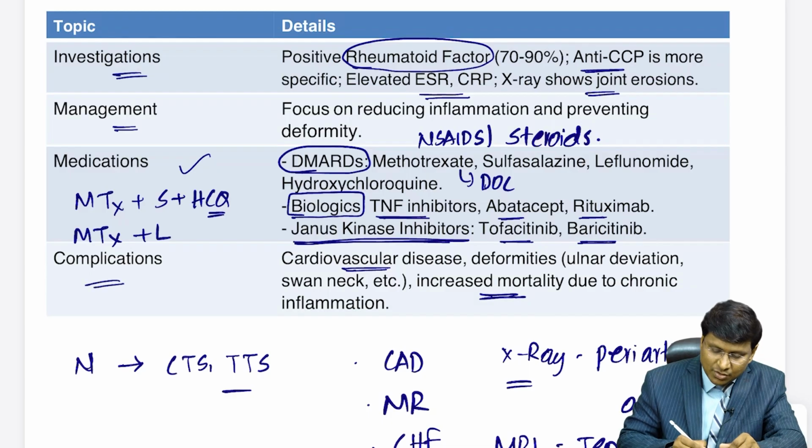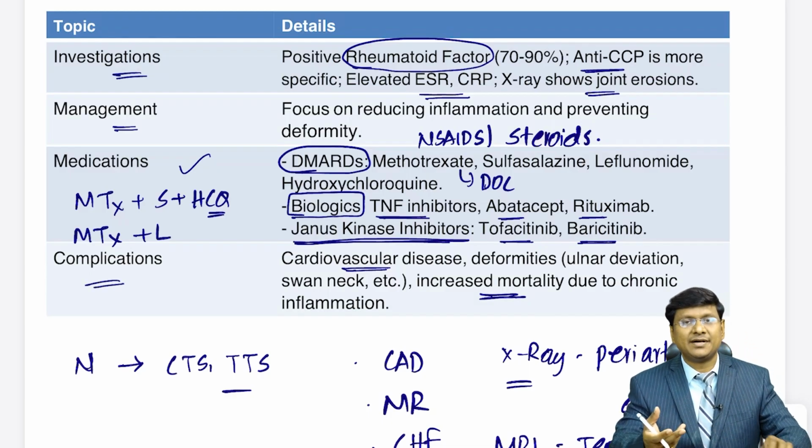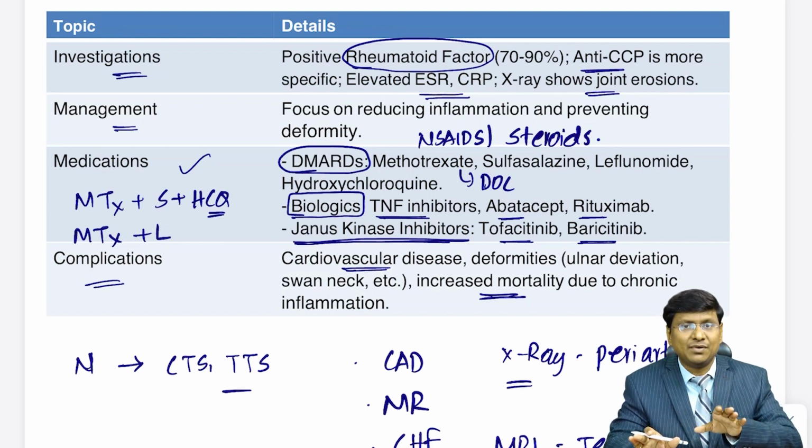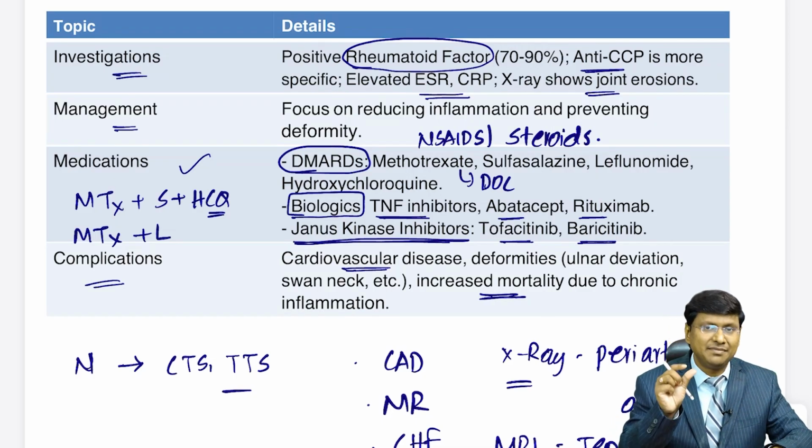And complications, as I have already discussed, it is mainly cardiovascular disease that will be responsible for the death of the individual in patients with rheumatoid arthritis. So this is about rheumatoid arthritis in brief.